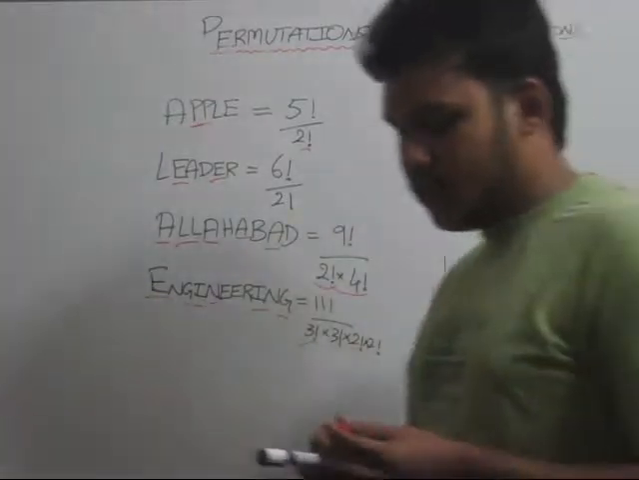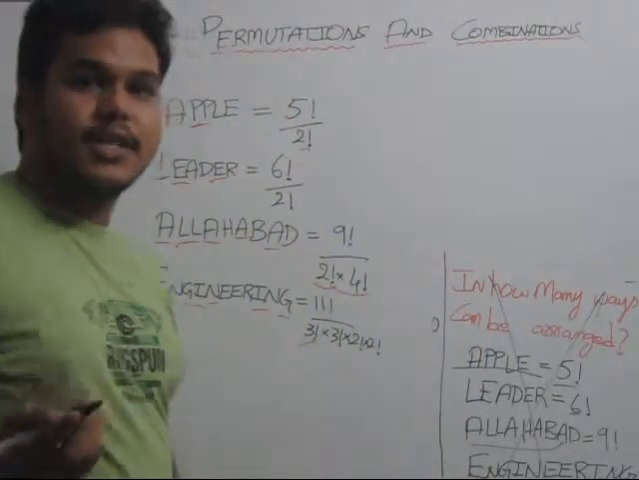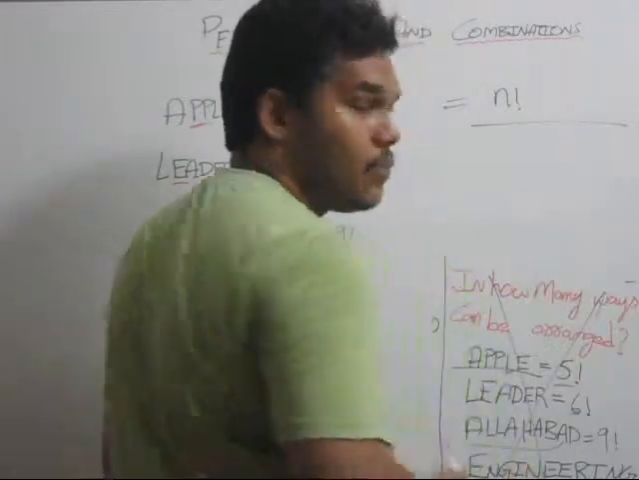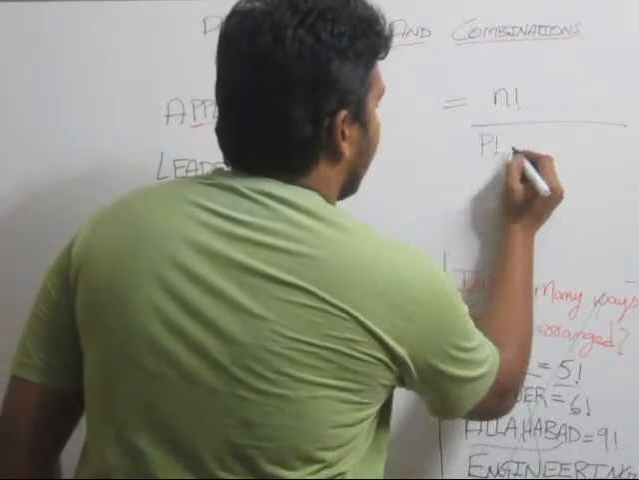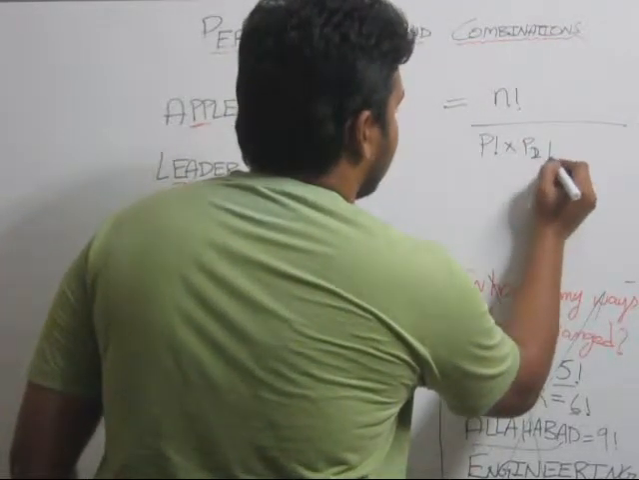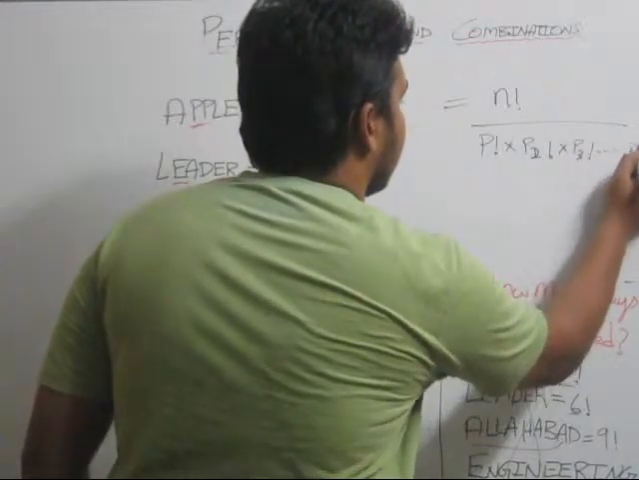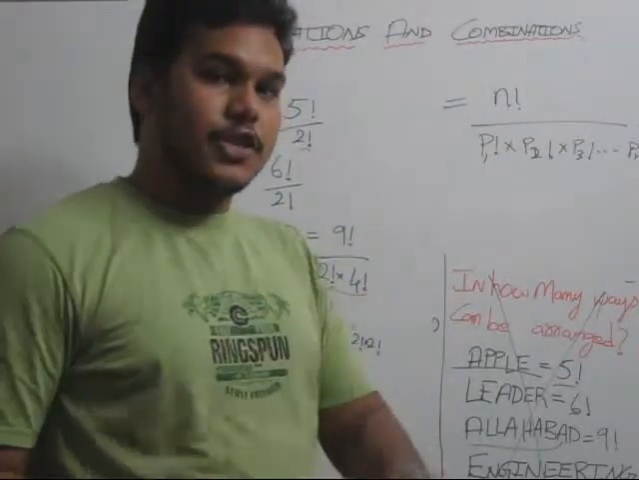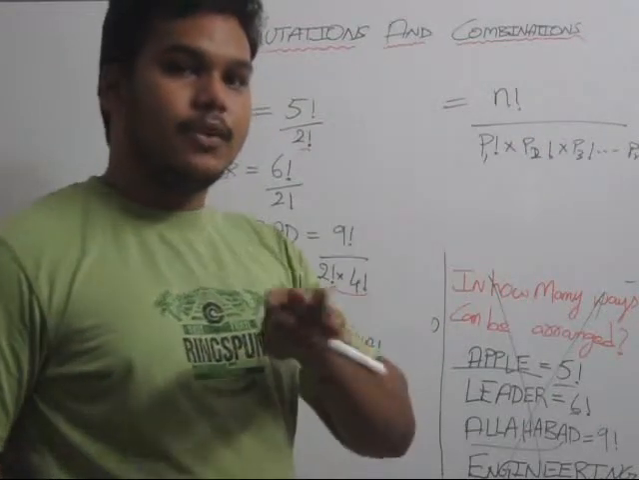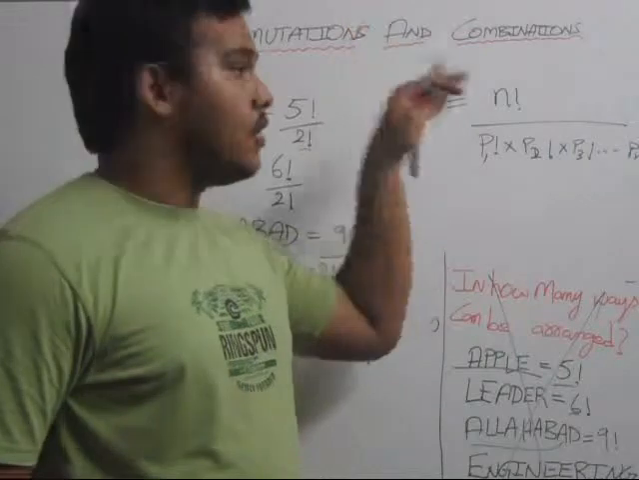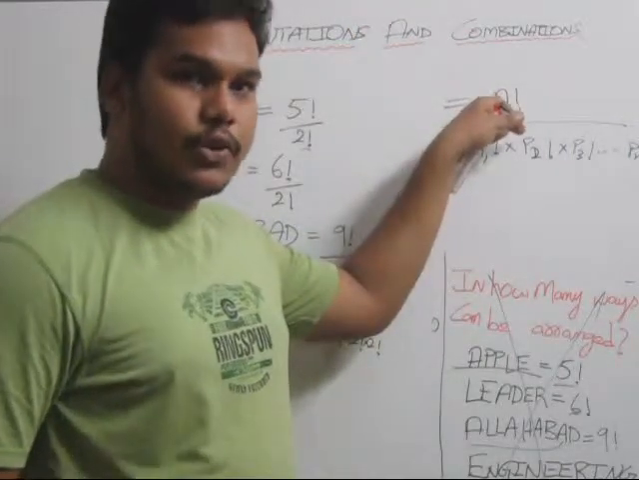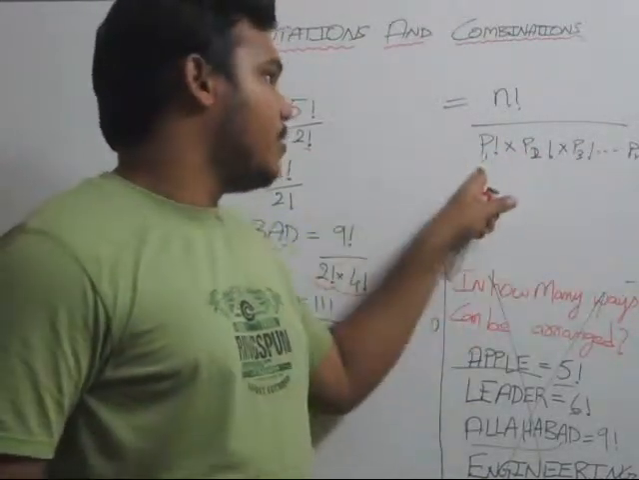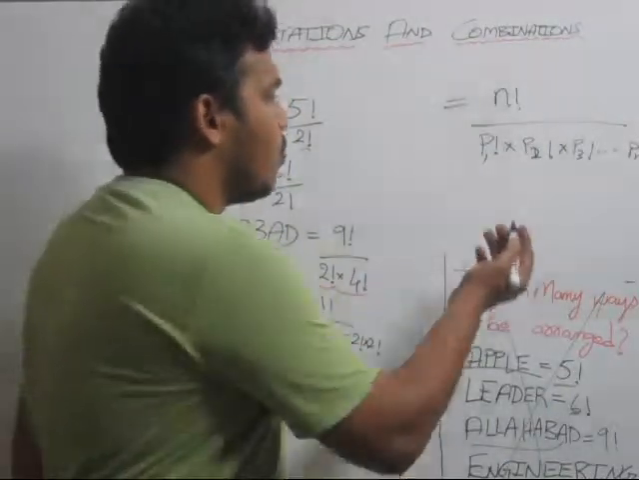So from this we can deduce a formula: when a word is given and letters are repeated, the number of ways of arranging that word is n factorial, which represents the factorial of the total number of letters, divided by p1 factorial, p2 factorial, p3 factorial and so on, where p1, p2, p3 represent the counts of the letters that are alike.